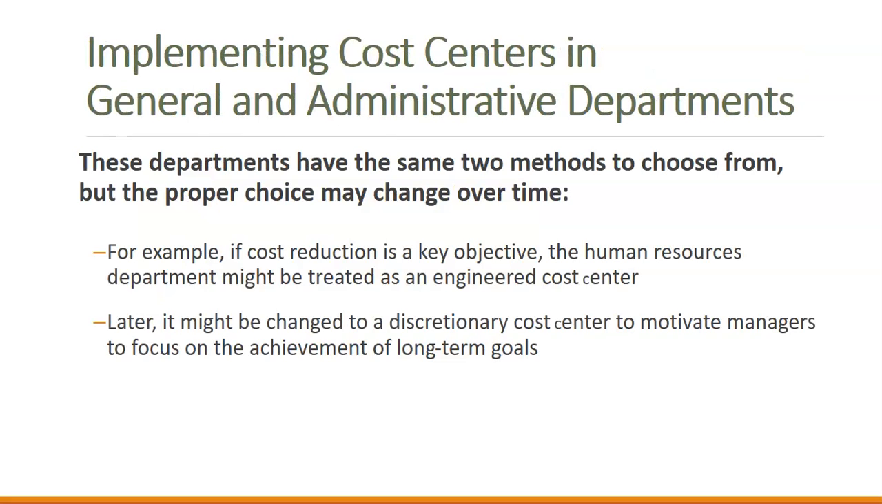When we have cost centers in general and administrative departments, we have two methods to choose from. One, if we're looking at cost reduction, the human resources department might be treated as an engineered cost center if we're really looking at cost reduction as a key objective. If we're looking at discretionary costs to motivate managers, we might be focused instead on the achievement of long-term goals. So what we want to look at is what we value from those support systems, what we're looking for from those support systems, and what kind of inputs and outputs we expect from them.